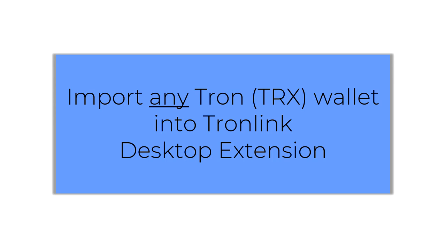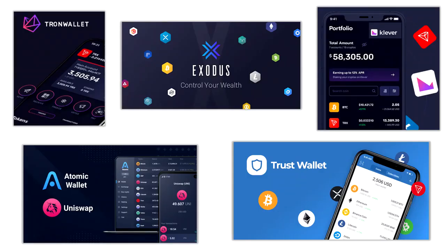What I'm going to do here is teach you how to import any Tron TRX wallet into the TronLink desktop extension. So if you've got a Tron wallet on any platform, it doesn't matter where it is, whether you're using Tron wallet, Exodus, Cleaver, Atomic wallet, Trust wallet, just to name a few, or something else, and you want to move it to your desktop, use the TronLink extension. Well, how do you do that, right?